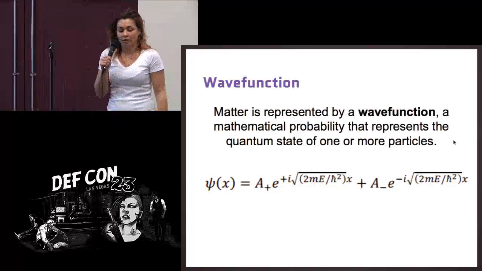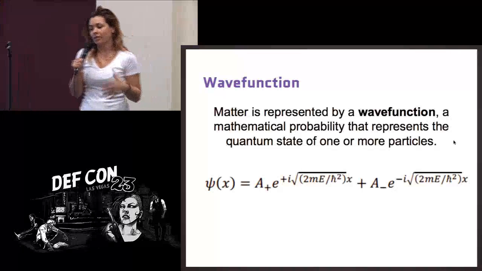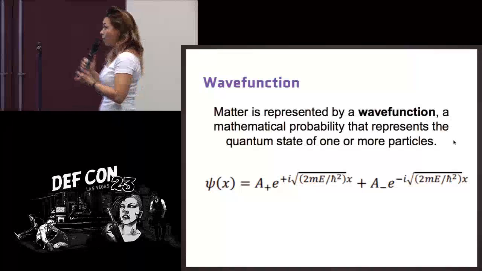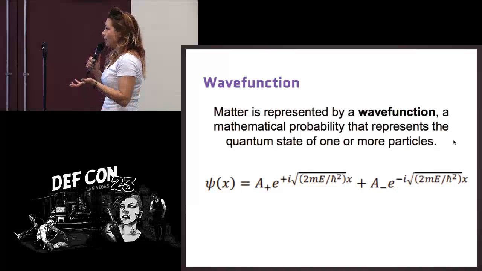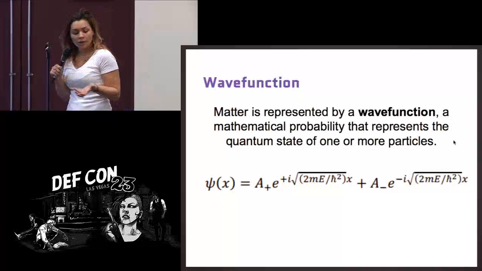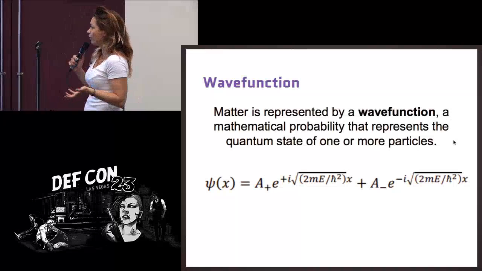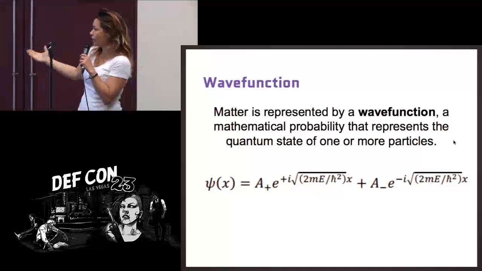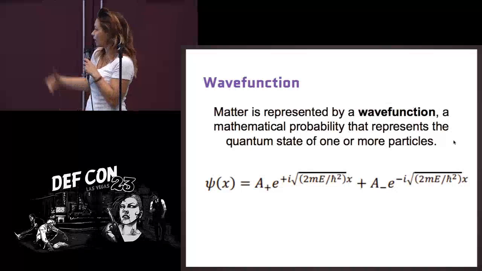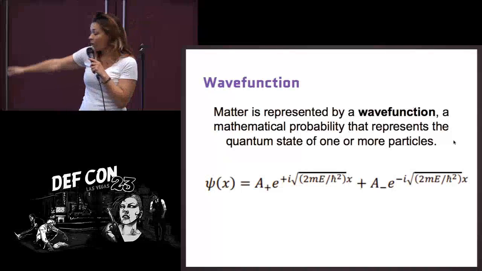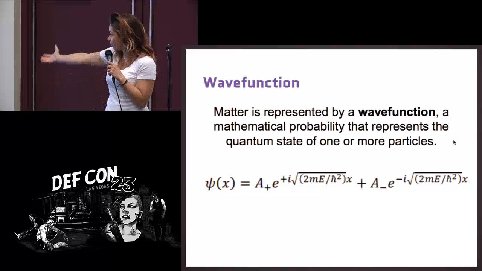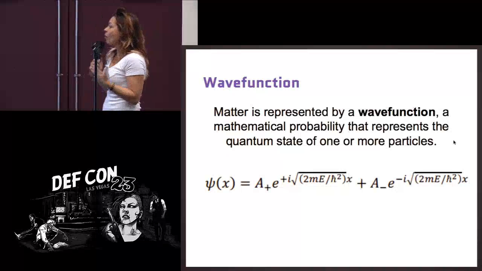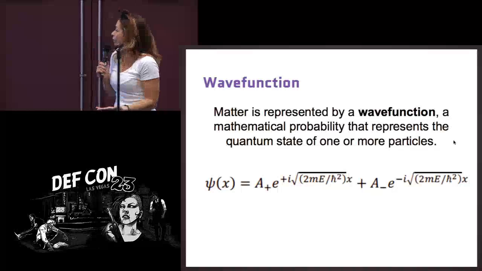And the way physicists can deal with this weird property of matter and energy is by postulating that we can describe matter as a wave function. Basically, a wave function is a mathematical probability that represents the quantum states of each particle. So this is one way of representing, for example, in this case, the wave function of one particle in a box.